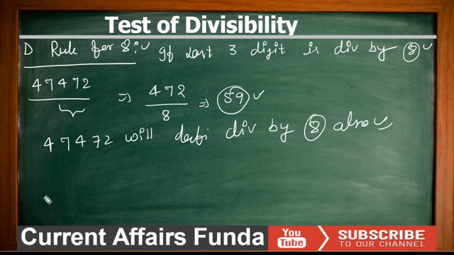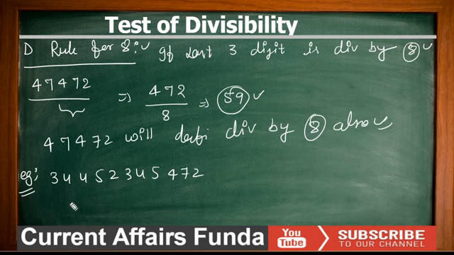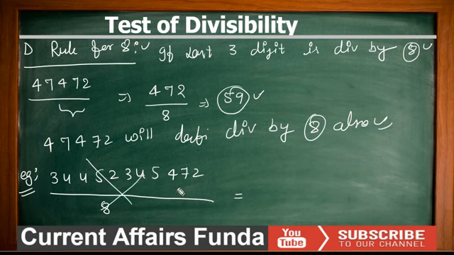Suppose, guys, there is a big number like 34452345472, this is your second example. Check whether the number is divisible by 8 or not. The basic funda is that you can divide the whole number by 8 and then check whether it is divisible by 8. That is also a way, but avoid this way. You just need to check only the last 3 digits.